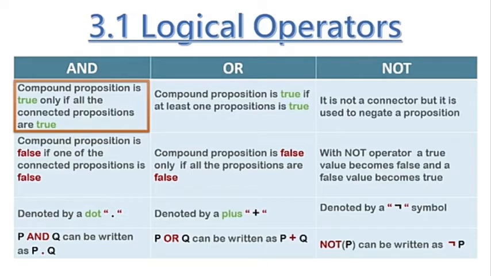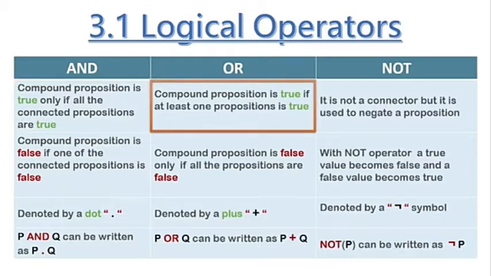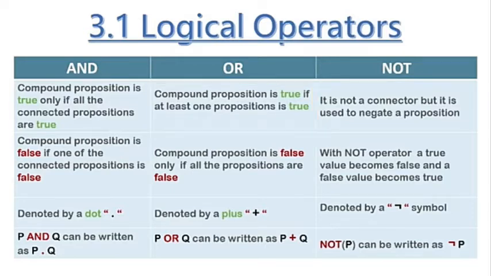First is AND. When all the compound propositions, all connected propositions, are true, the answer of the AND operator will be true. And in OR, if at least one proposition is true, the answer will be true. Okay, NOT is not a connector, but it is used to negate a proposition.